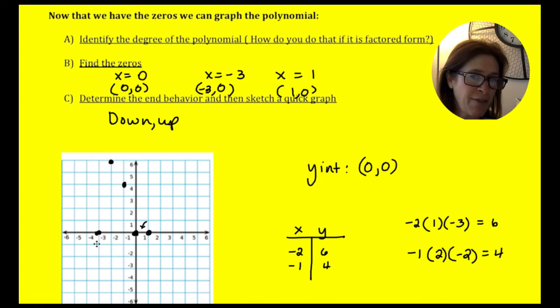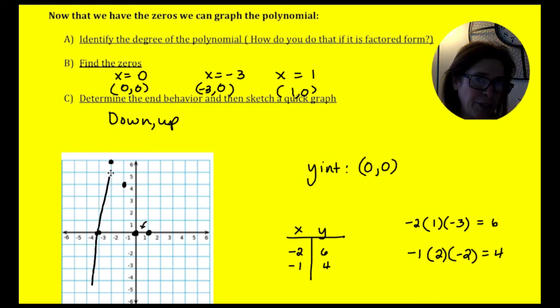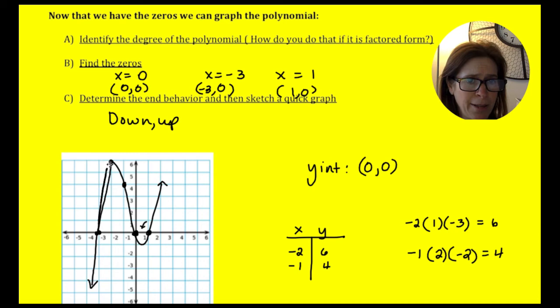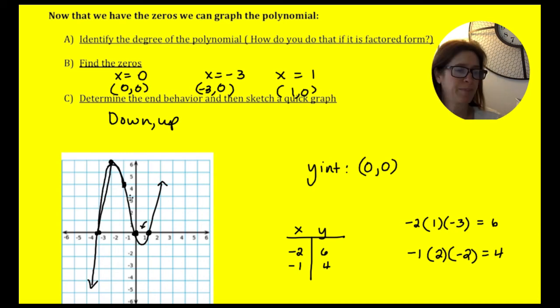But I think this is enough for now, so I'm going to draw my graph. I'm going up because I'm down to start. I'm going to turn around here, come down here, and then I know I need to go back up. And so there I have my polynomial. Remember, no sharp curves. And there we go.